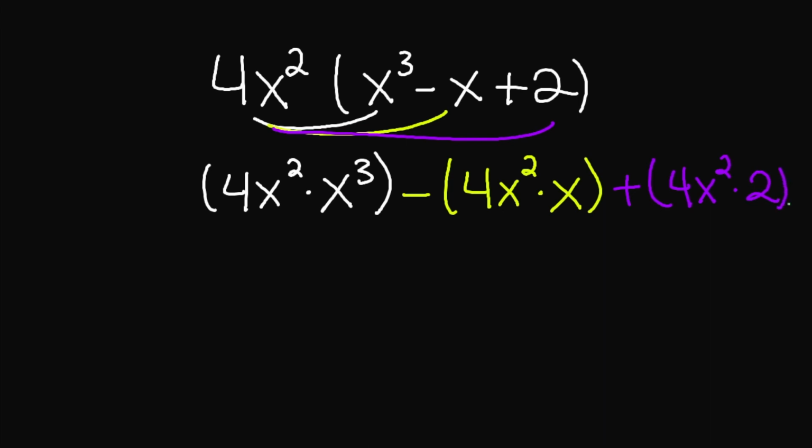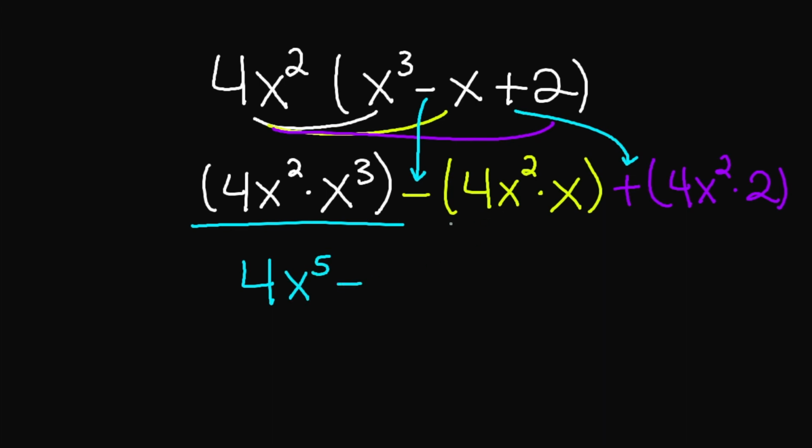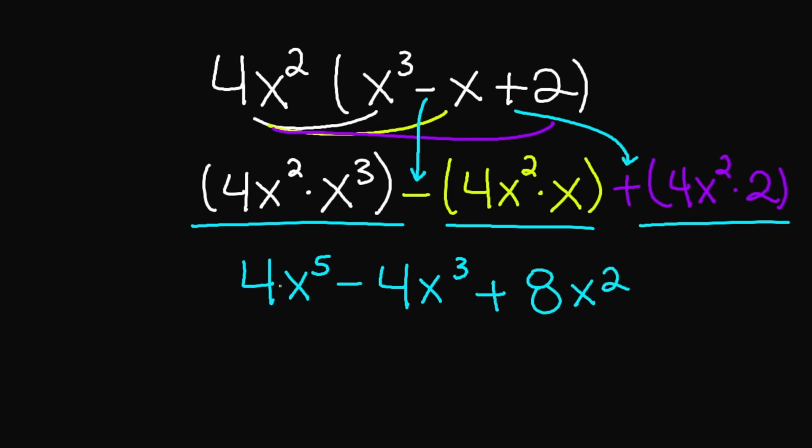And now let's go ahead and solve. And remember, my minus sign came from here, and my plus sign goes right there. 4x squared times x cubed. This is going to give us 4x to the fifth minus 4x squared times x. This is going to give us 4x cubed. And then we have plus 4x squared times 2. This is going to give us 8x squared. And this is your final answer.